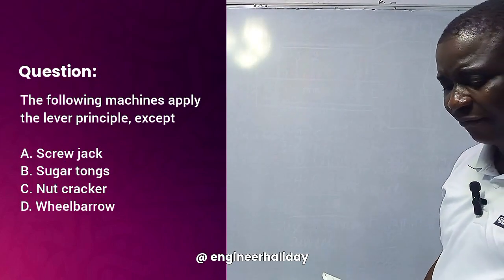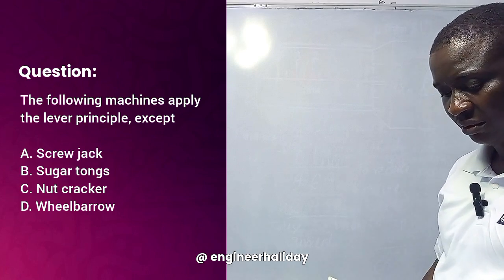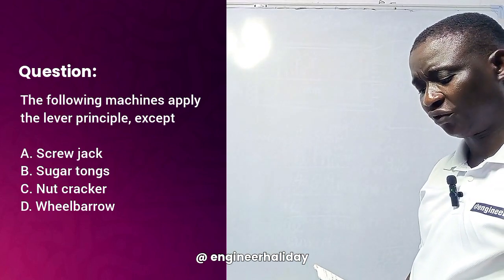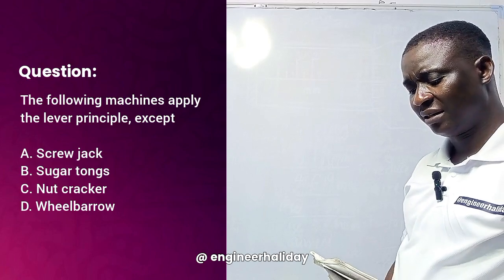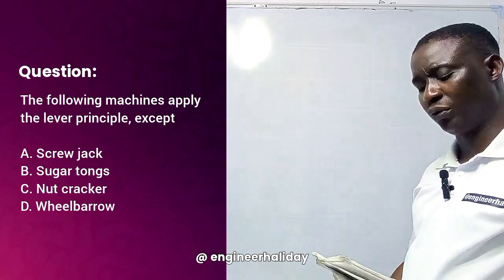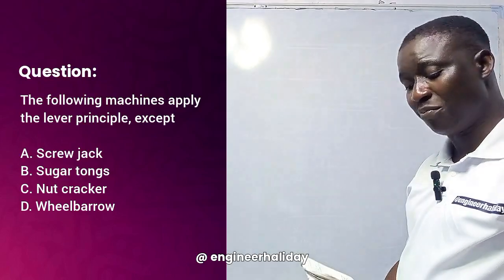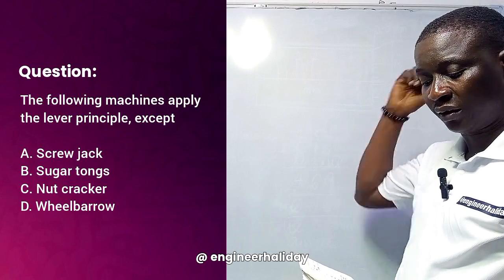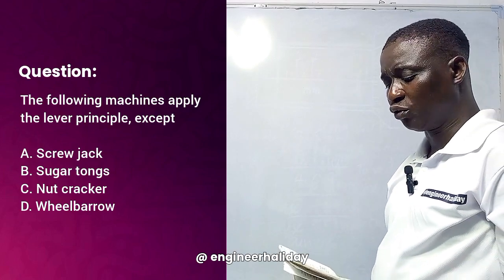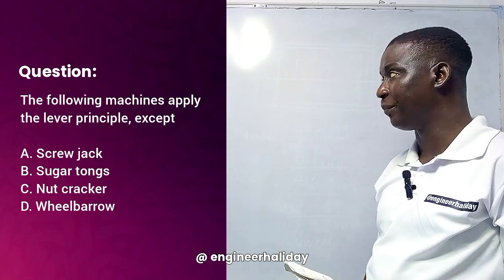The following machines apply the lever principle except: A. Screw jack. B. Sugar tongs. C. Nutcracker. D. Wheelbarrow. Wheelbarrow also applies the lever principle, which works just like moment. Then also, nutcracker is lever principle. Sugar tongs is also lever principle. Then screw jack is not lever principle.